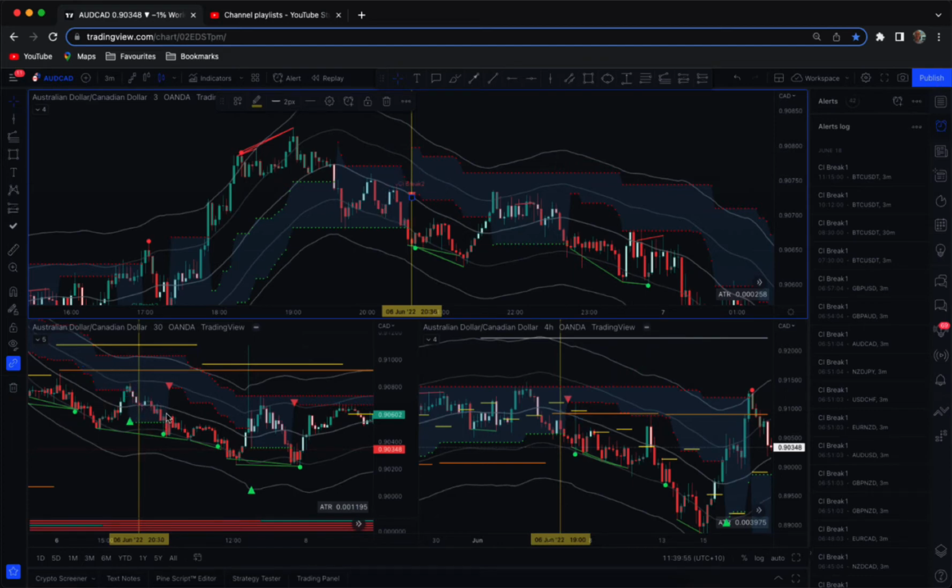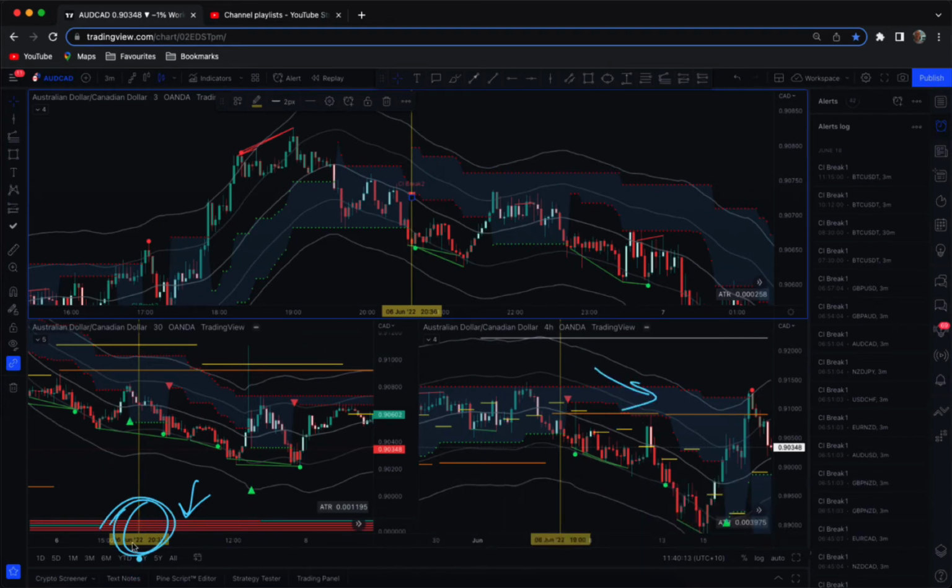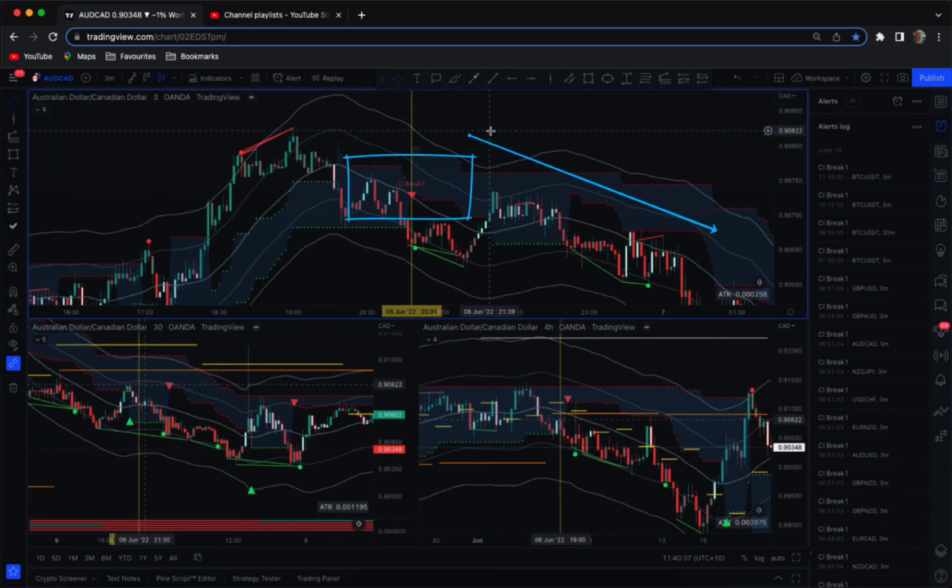Then the next thing we need to see is our multi-time frame indicator down here, predominantly the same color as the trend on the 4-hour. So if it's bearish, we want to see this predominantly red. 3 out of 5 bars red. So we have checkbox 1, 2, and 3. It's in a downtrend. We get a go-ahead here to take this trade.